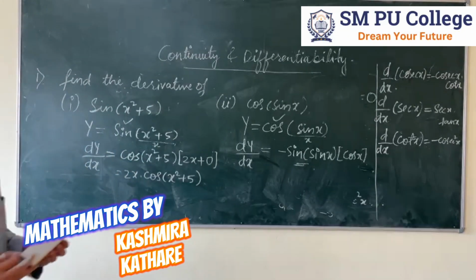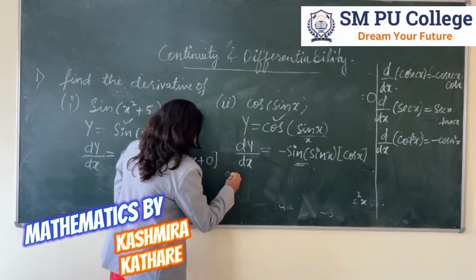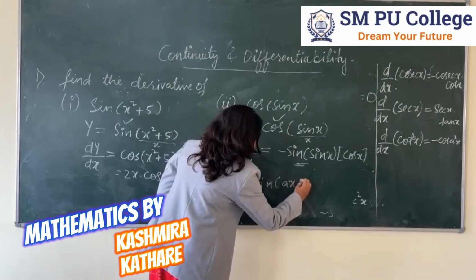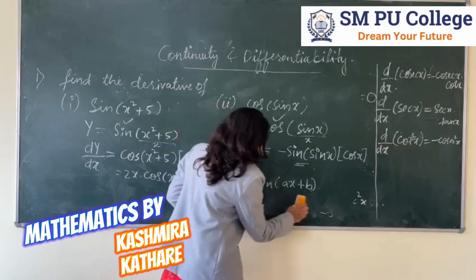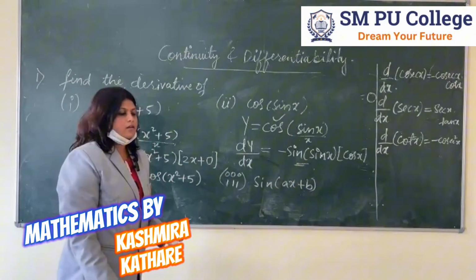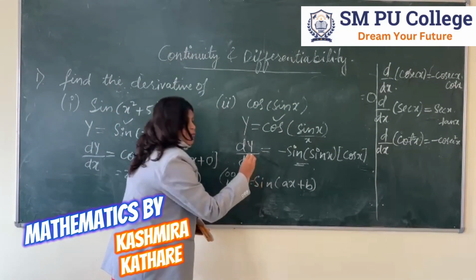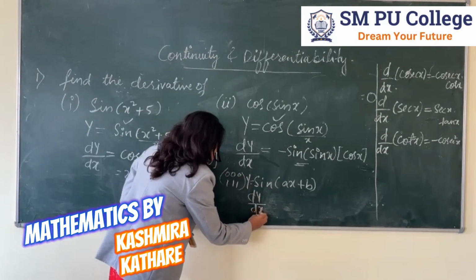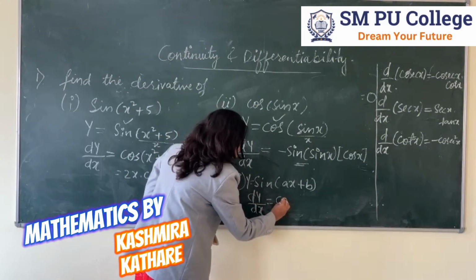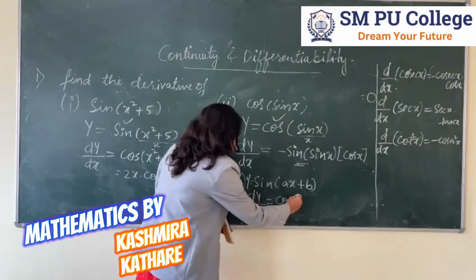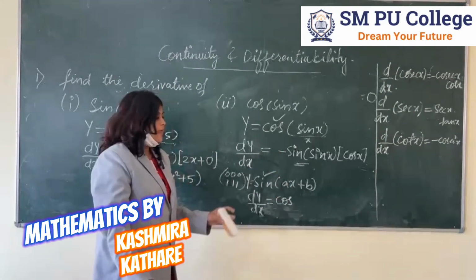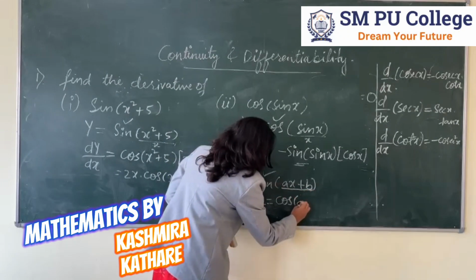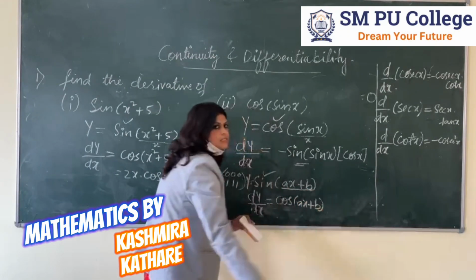Next, we have sine of ax plus b. First, we will denote it with y. Again, the differentiation of y is dy by dx. The differentiation of sine is cos. Differentiation of sine is done. Like sine theta, it is like cos theta. What is theta here? Ax plus b. You have to keep this as it is.